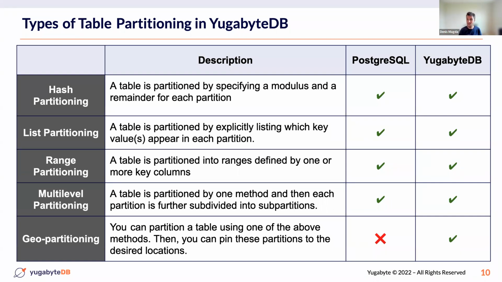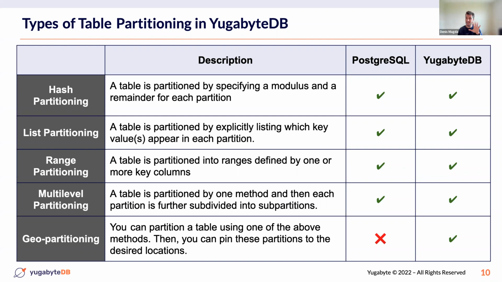So geo partitioning is unique to YugabyteDB. When it comes to this partitioning scheme, you have your primary table and you can first partition it using any of the methods above. But then you can pin these partitions to the desired geographic location. We are not going to talk about geo partitioning in this session. This topic deserves a dedicated Yugabyte Friday Tech Talks. So just subscribe to our LinkedIn channel, and you'll be notified when this session gets scheduled.